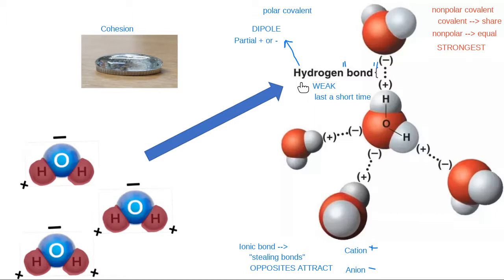With these hydrogen bonds, we see them inside water, but they keep forming and breaking apart, and forming and breaking apart, because they last such a short time and because they're such a weak bond. It's just dipoles being attracted to each other, so these ones are going to be very weak as well.